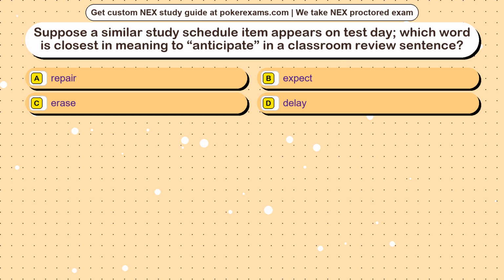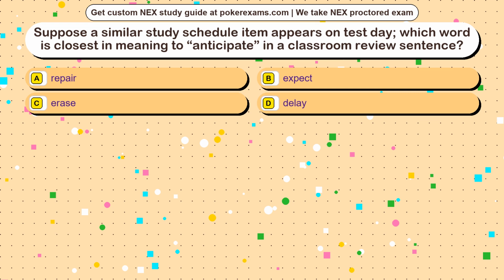Question 7. Suppose a similar study schedule item appears on test day. Which word is closest in meaning to anticipate in a classroom review sentence? Option A, repair. Option B, expect. Option C, erase. Option D, delay.